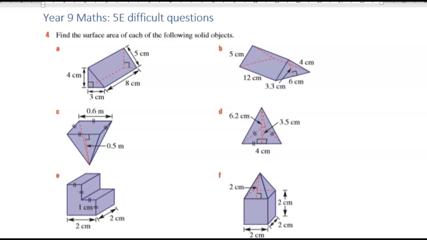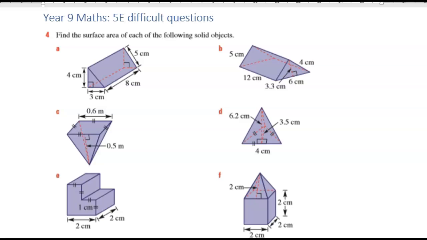Hello ladies, in this video we're going to go through the difficult questions for 5E, which is looking at the total surface area of three-dimensional shapes. So usually we call a three-dimensional shape a prism, but you can also have pyramids, you might call them a cube, a sphere, although I don't think we're looking at spheres in this section, etc.